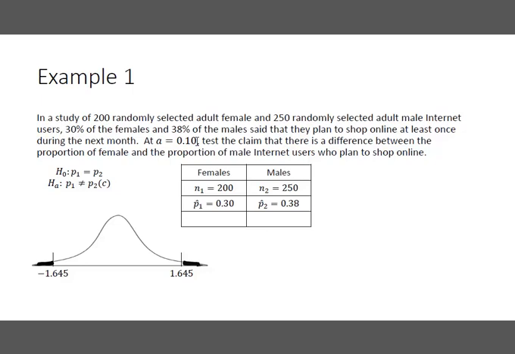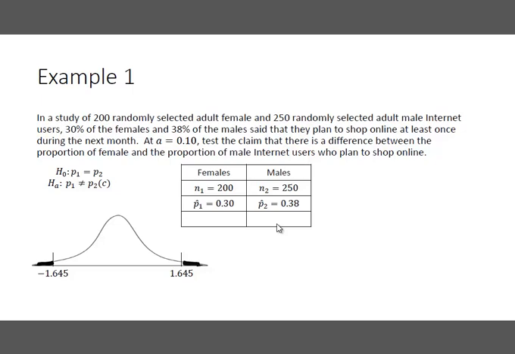Again, if you were to take a fraction, something in this case over 200, so some number divided by 200 would give me 30%. I need that top number. I need that number of successes. I need the number of females that plan on shopping in the next month. Same thing, I need the actual count of the number of male shoppers that plan on shopping the next month. So I need that X value.